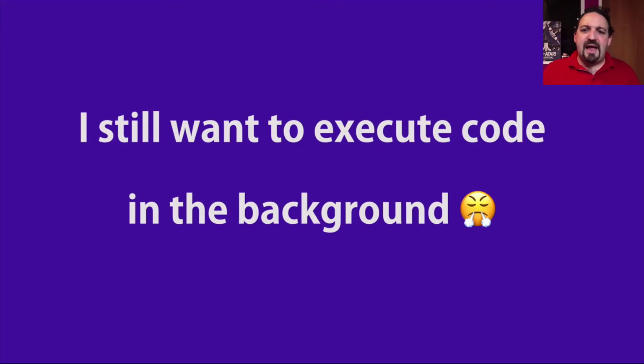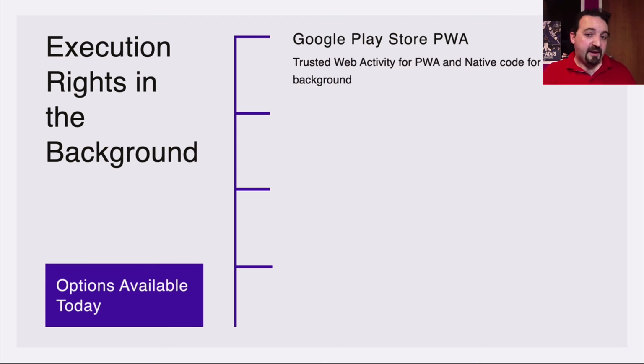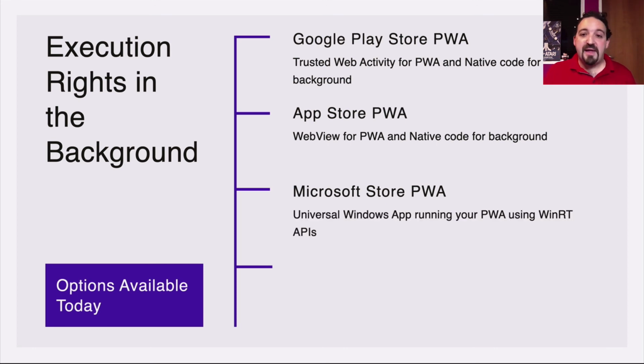So what if you want to still execute code in the background? Today, you have just a couple of options. On the Google Play Store, you create a PWA with Trusted Web Activity, and then the native code will be executed in the background. Or the App Store for PWAs on iOS and iPadOS, using a web view and native code for the background. Something similar for Windows. On the Microsoft Store, you create a Universal Windows app that will use APIs that let you execute code in the background. Or you can use Service Worker background APIs.